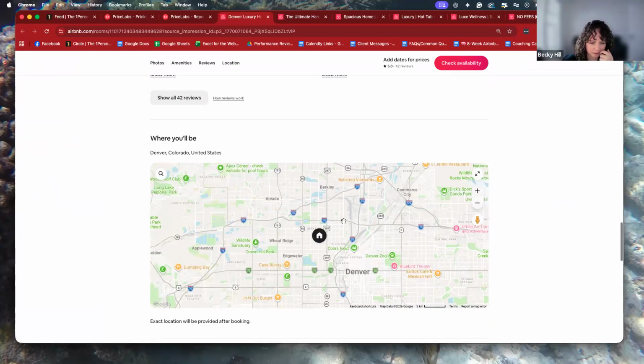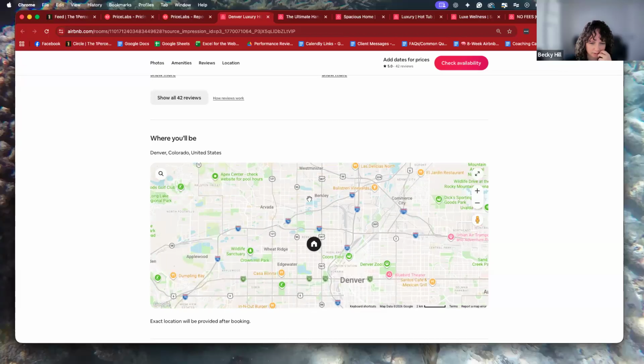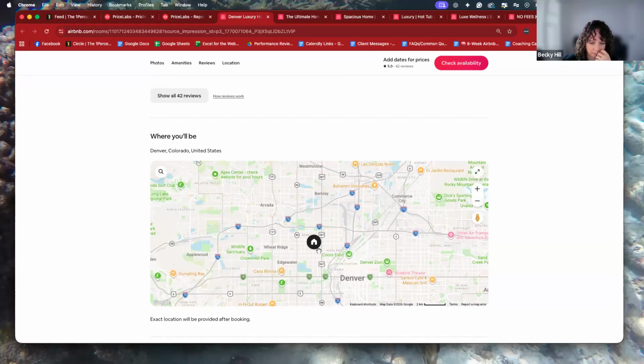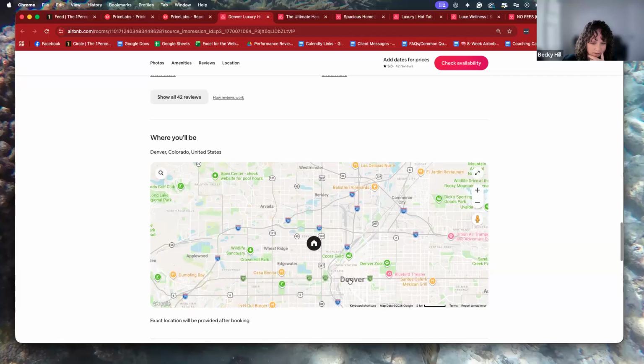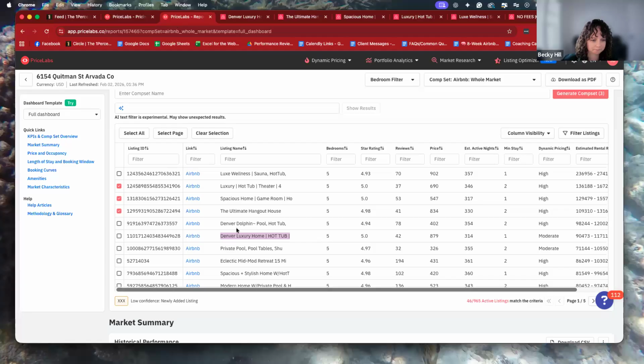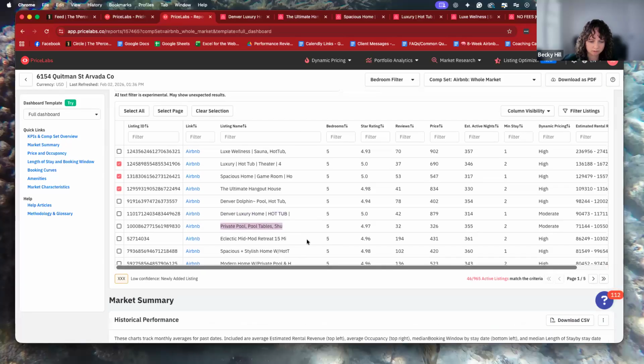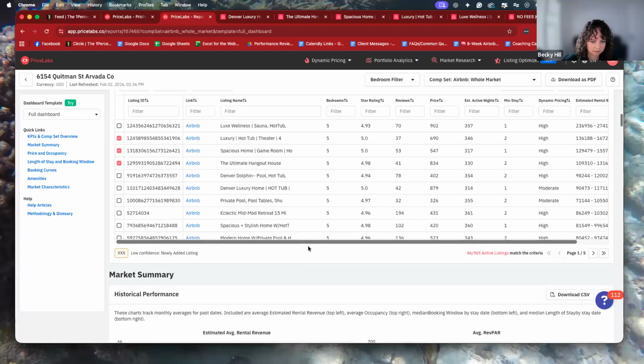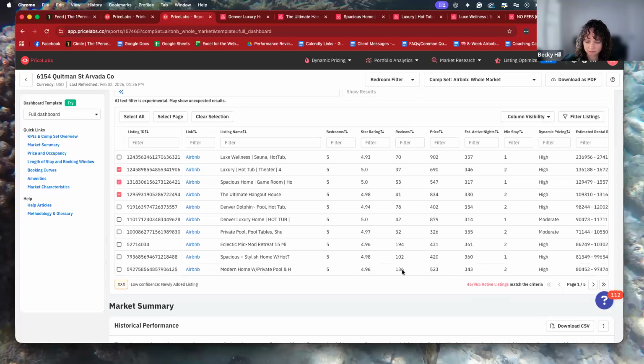Okay, this one's getting pretty far away. Our subject property is up here. This one's getting pretty close to downtown. It's definitely on the border. I don't really want to be past this line right here. We're even considered in a different city at this point. So I don't love that one. This one has a private pool. Let's scroll.